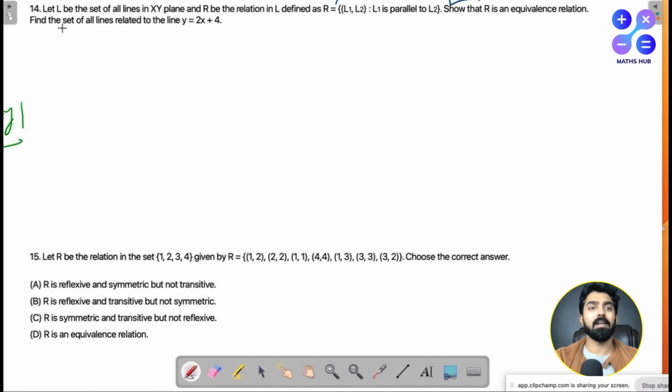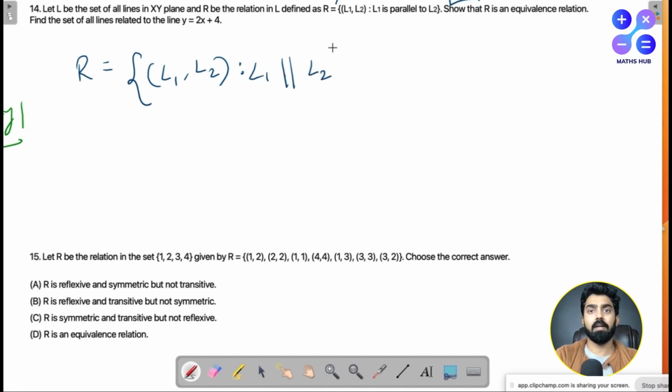Okay. Let L be the set of all lines in the xy plane, and R be the relation in L defined as R equals (L1, L2) such that L1 is parallel to L2. This is the way you write parallel, right, in math. Show that R is an equivalence relation. Find the set of all lines related to the line y equals 2x plus 4. Show that R is an equivalence relation. Great.